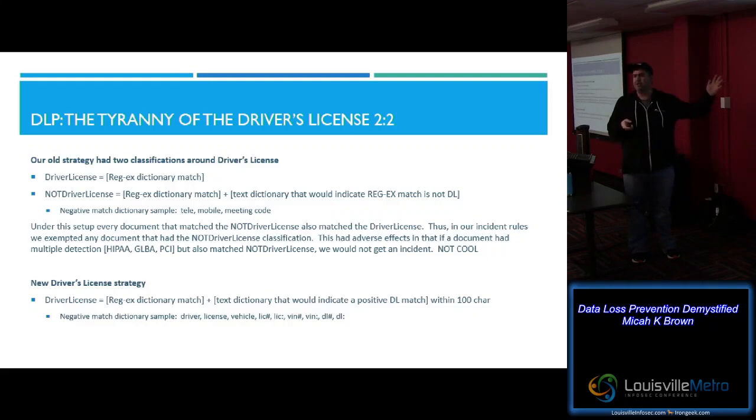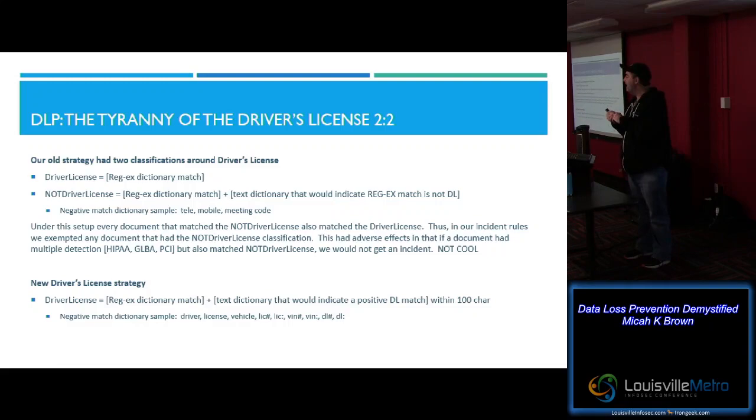And then I created a not driver's license. That's looking for that same text dictionary plus text that indicates that what we matched was not a driver's license. So this was things like tele or mobile or meeting code within so many characters. And guys, this would have worked great if all I cared about was driver's license.